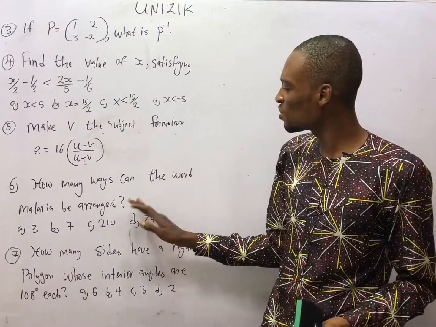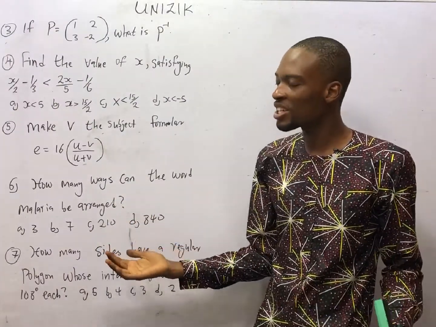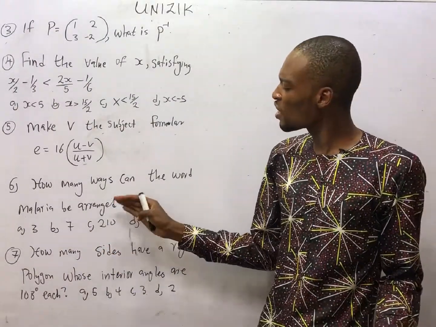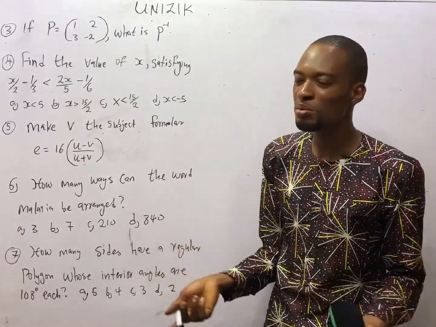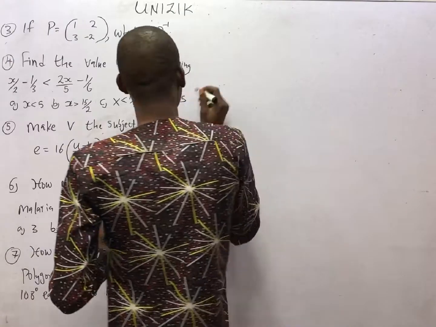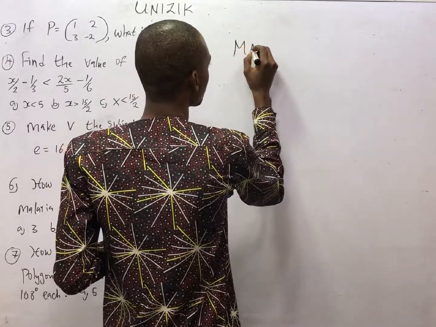How many ways can the word malaria be arranged? When you are given a word to arrange, maybe mathematics, malaria, boy, school, as the case may be, in this case, malaria.